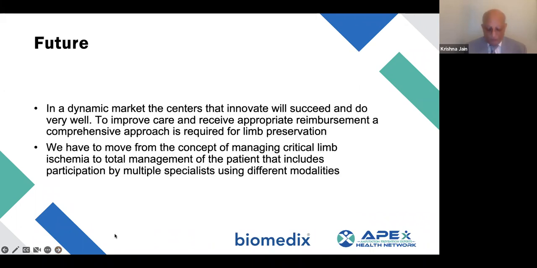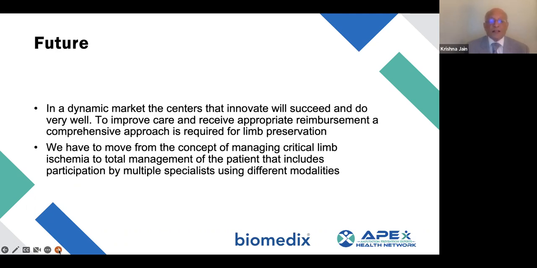So what is the future? The future of limb preservation is in a dynamic market. The centers that innovate will succeed and do very well. To improve care and receive appropriate reimbursement, a comprehensive approach is required for limb preservation. Gone are the days when only one person can do it all. You need all partners to work together to make the patient better.